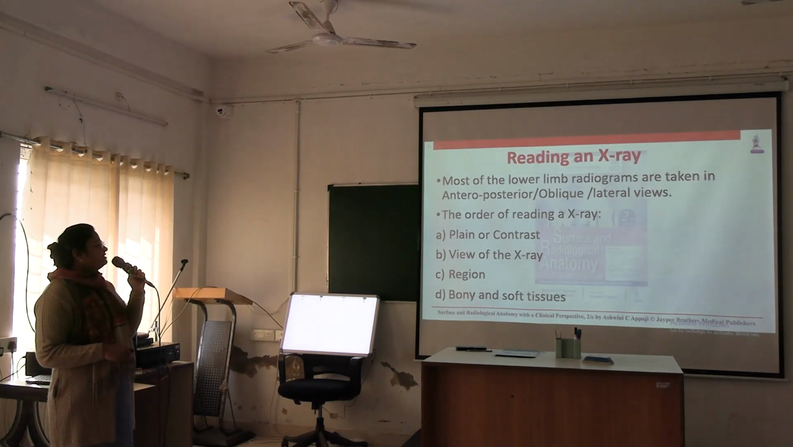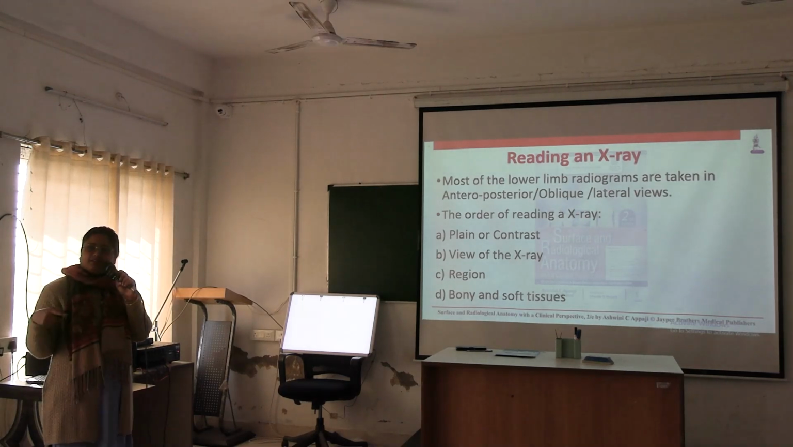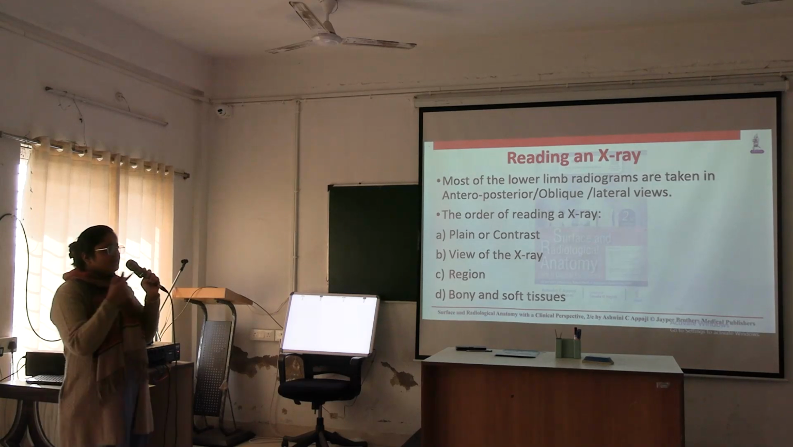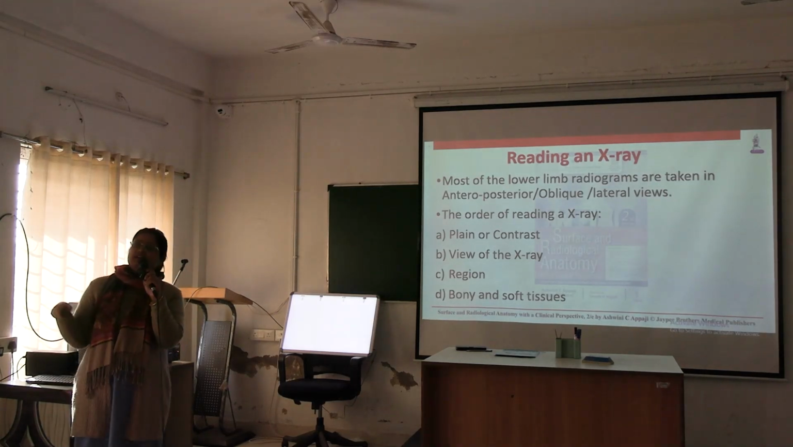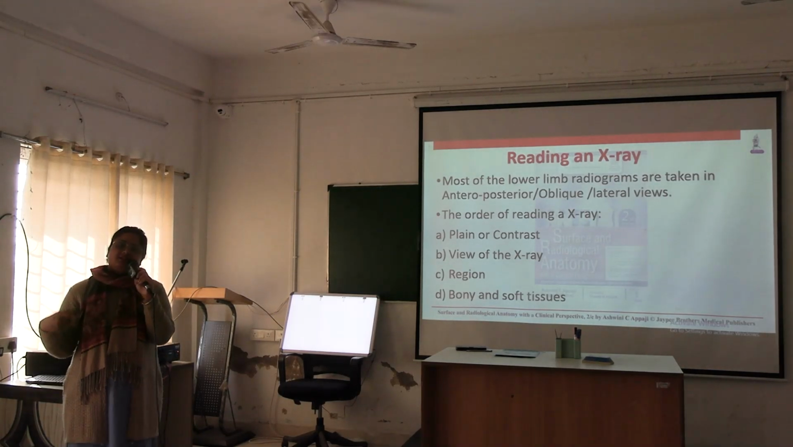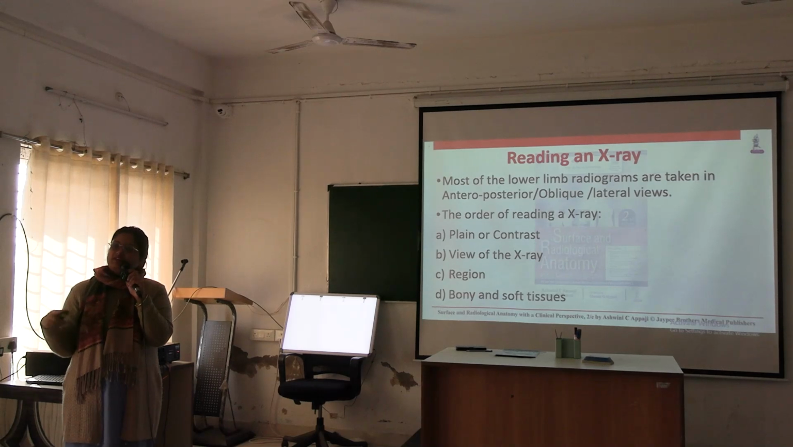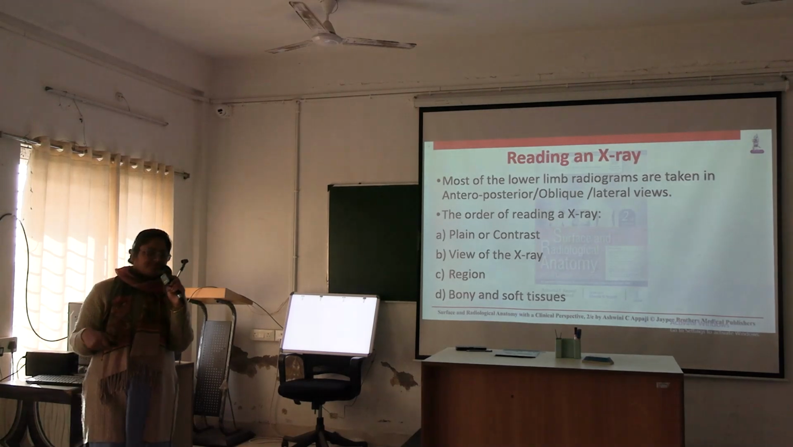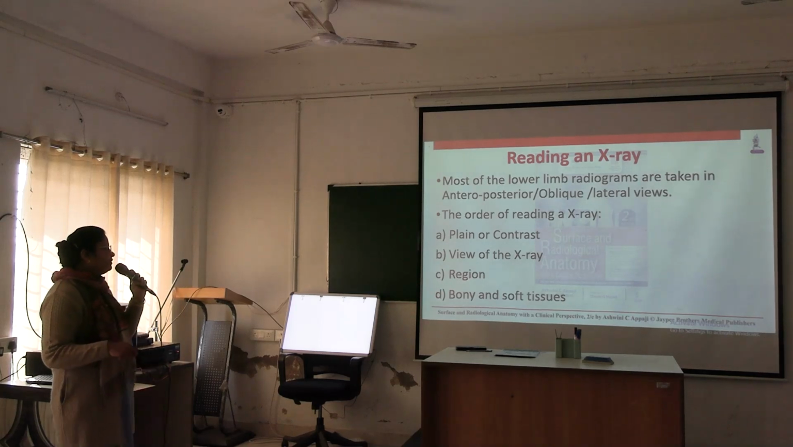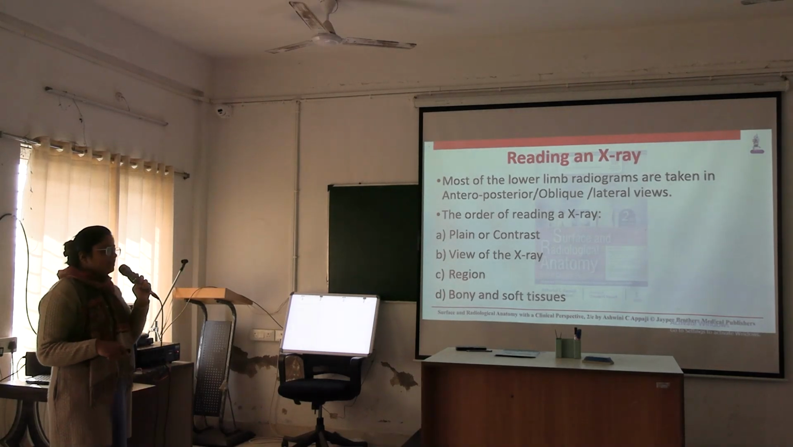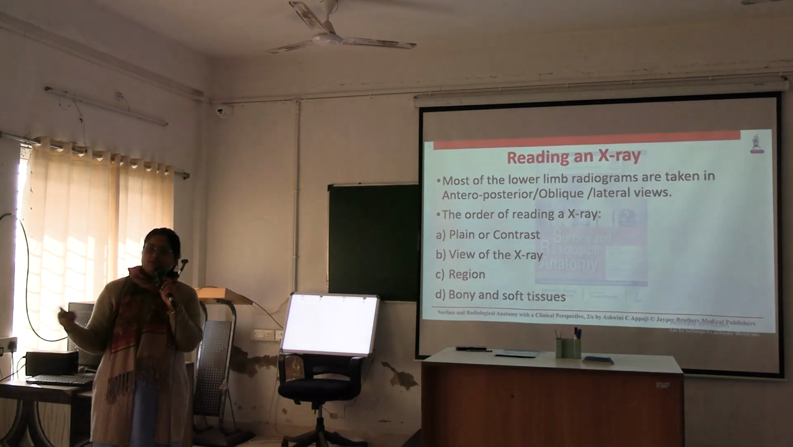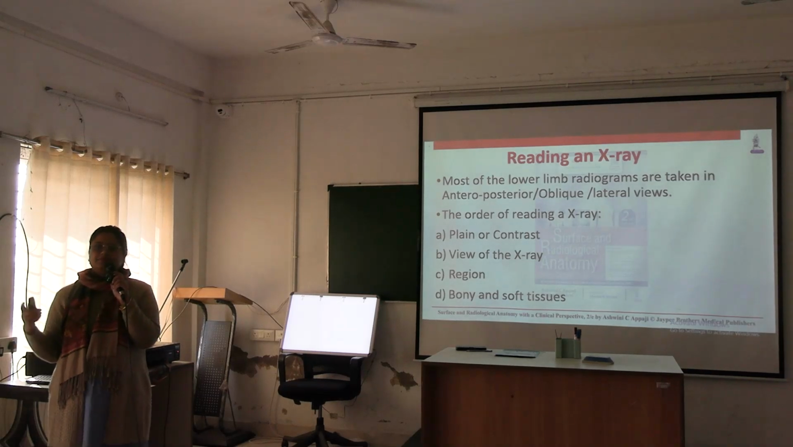Next we go to the region. X-ray of which part? X-ray of the pelvis. For the lower limb we will see X-ray of the pelvis, X-ray of the knee joint, X-ray of the ankle joint, X-ray of the foot, like this. And the bony part and soft tissues, what bony part you can see and what soft parts you can see, that also you have to tell.